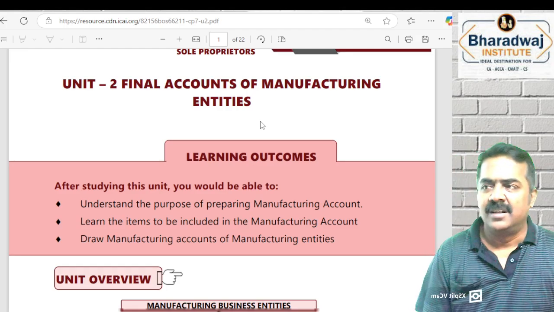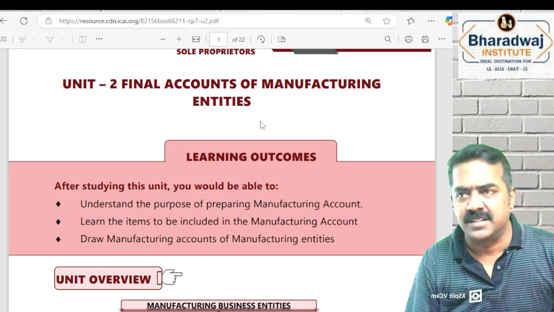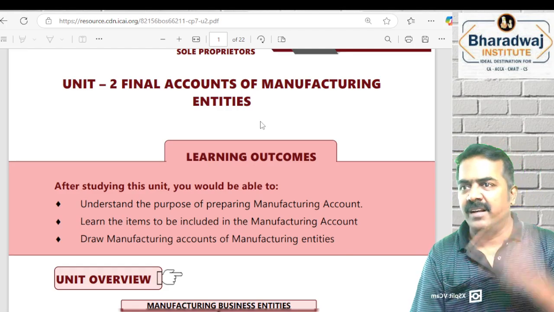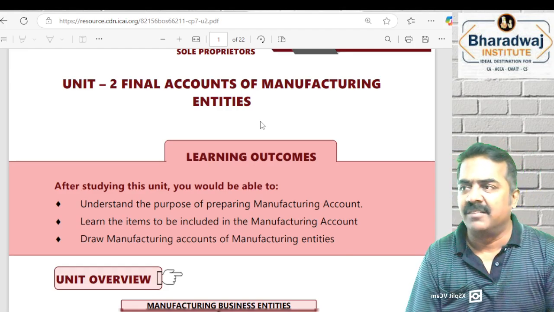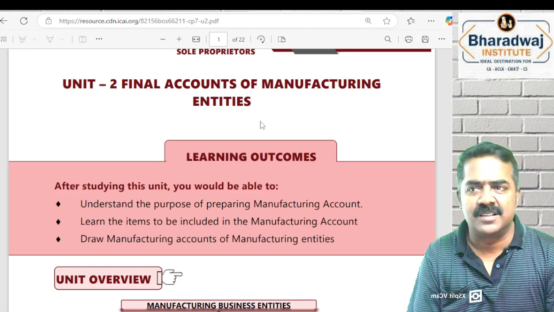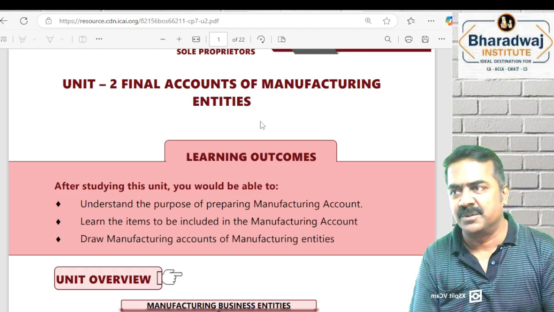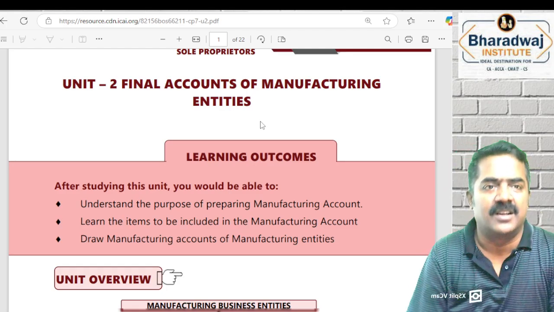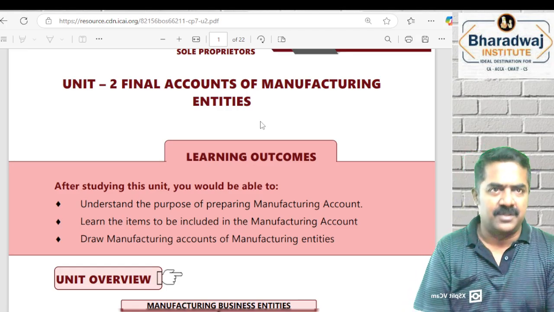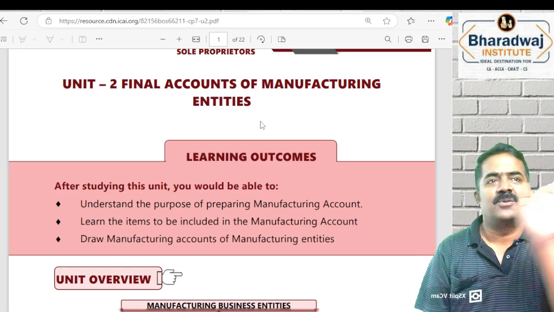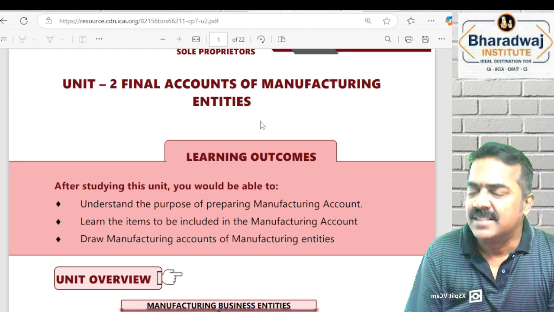For example, let's assume I am the manufacturer of plastic chairs. I will buy raw material, then I will have a factory, then I will arrange workers, and pay wages to them for manufacturing. Then I will manufacture the goods. The goods are available for sale. We call them finished goods. Then we will sell them.